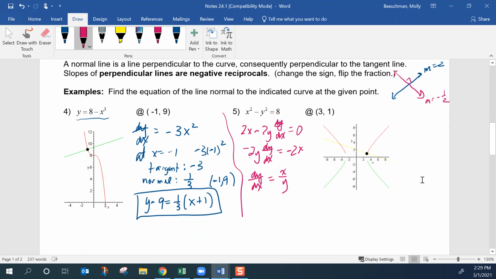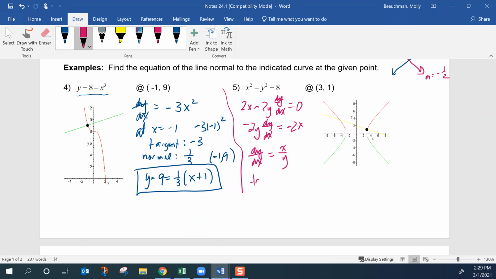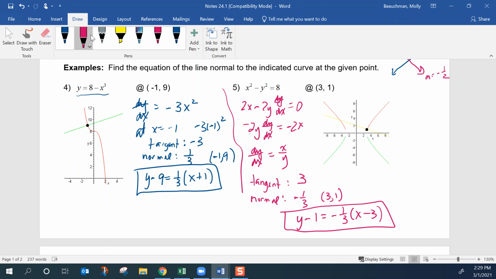So the slope of the tangent line is, substituting x equals 3, y equals 1, 3 over 1. The slope of the tangent line is 3, so the slope of the normal line will be the negative reciprocal, negative 1/3, with our point (3, 1). Put in point-slope form, we get y minus 1 equals negative 1/3 times (x minus 3). And there's our equation in point-slope form.